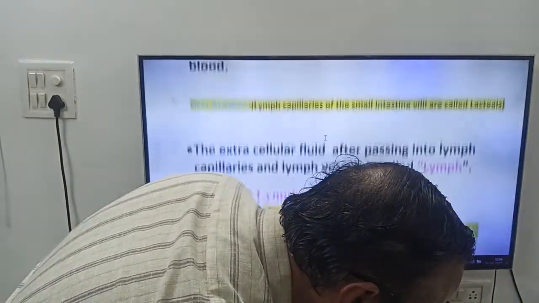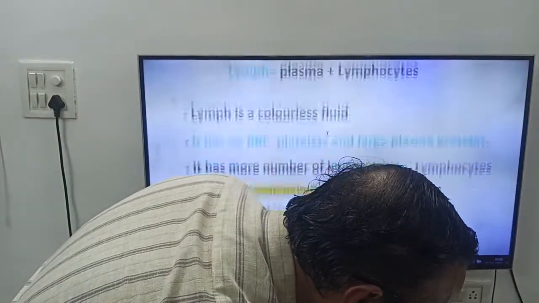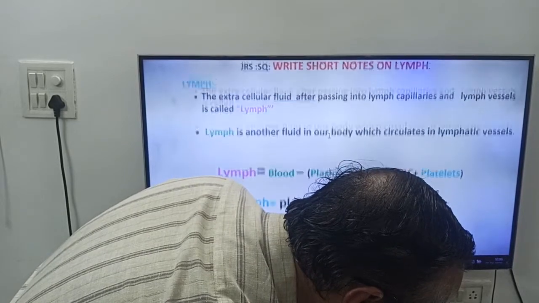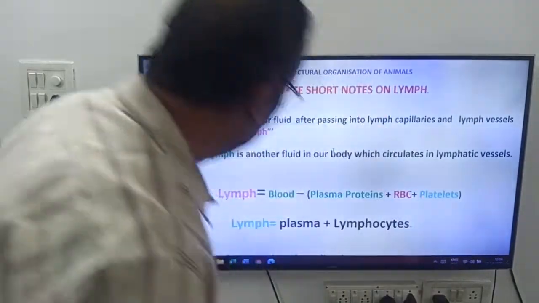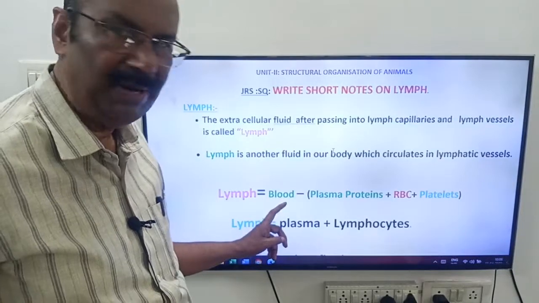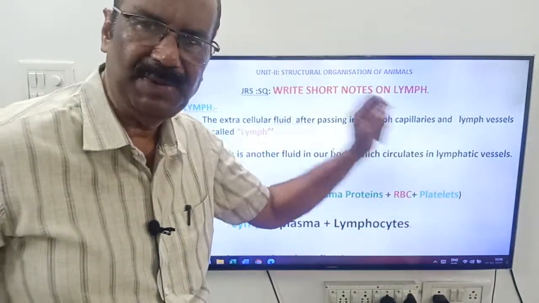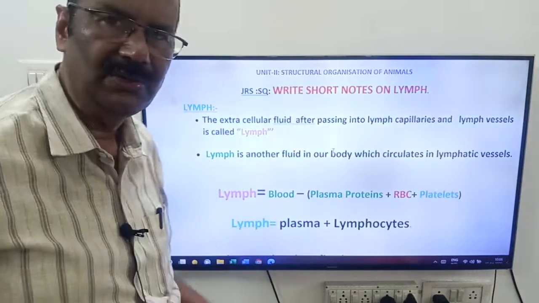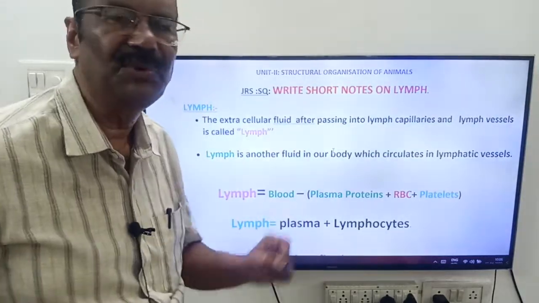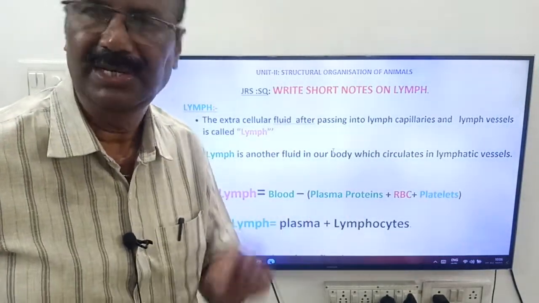This is about lymph. Here you have to remember these two important points. What is lymph? Lymph is equal to blood minus plasma proteins, RBC and platelets. Lymph is equal to plasma plus lymphocytes. Okay, friends.